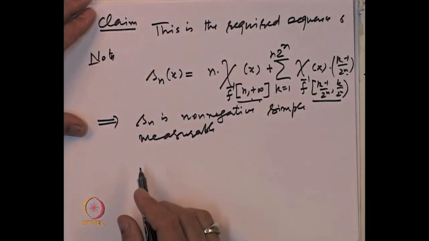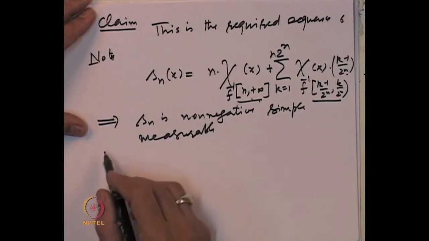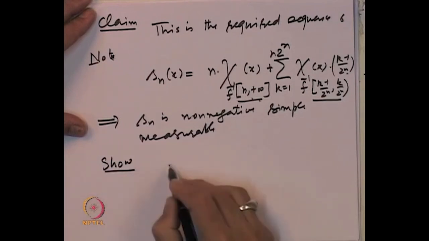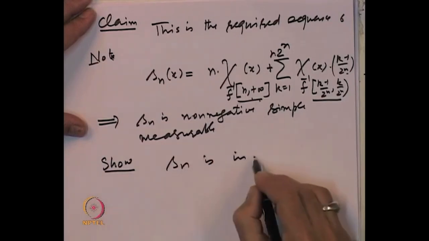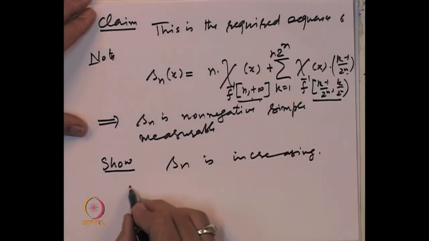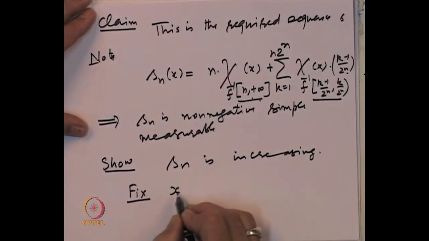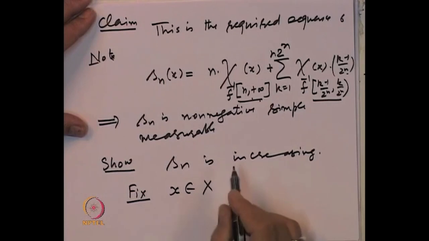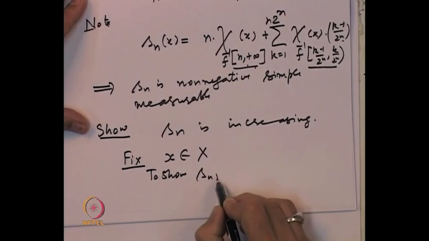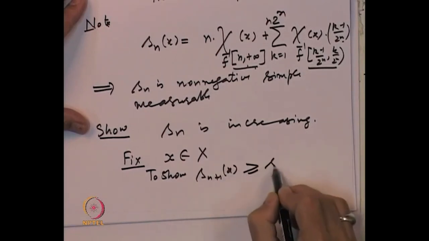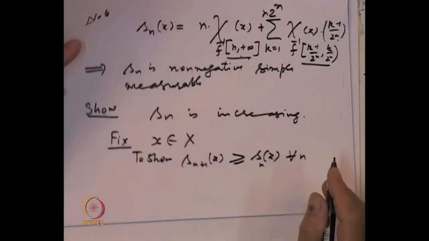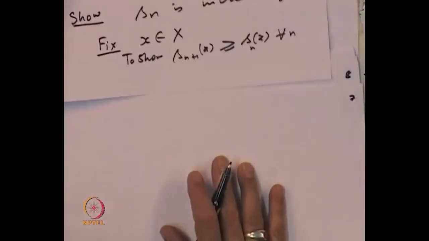And now, let us prove that S n is increasing. So, the claim: we want to show S n is increasing. Let us fix x belonging to X to show S n plus 1 of x is bigger than or equal to S n of x for every n, right. So, let us look at that. So, why is that true?